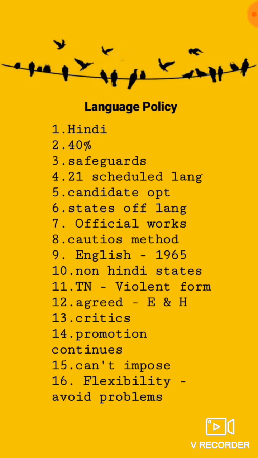So the central government agreed to continue using English along with Hindi. And still they are promoting Hindi, but they are not forcing any people to speak Hindi. So this flexibility made the people live united without any problem. Are you clear with this?